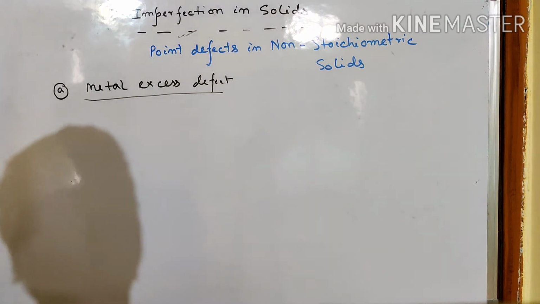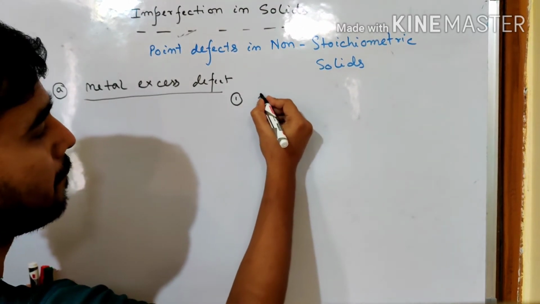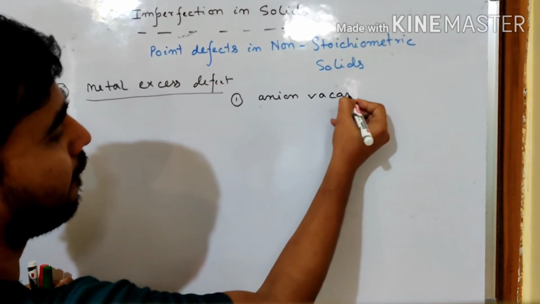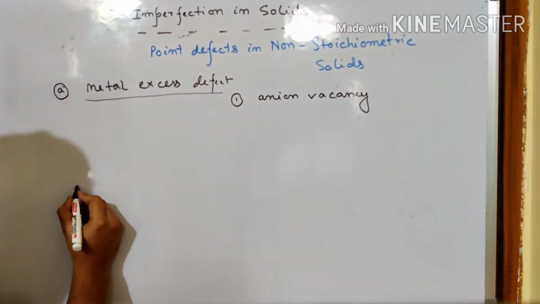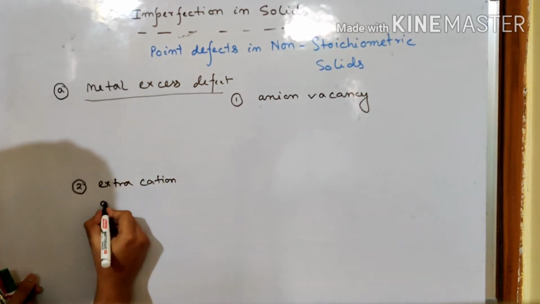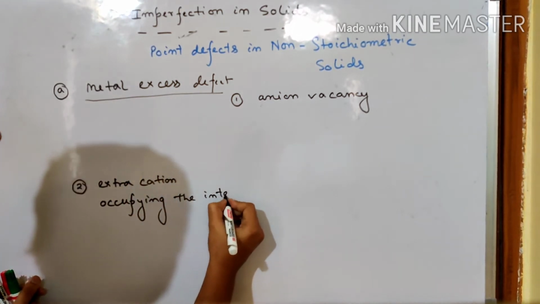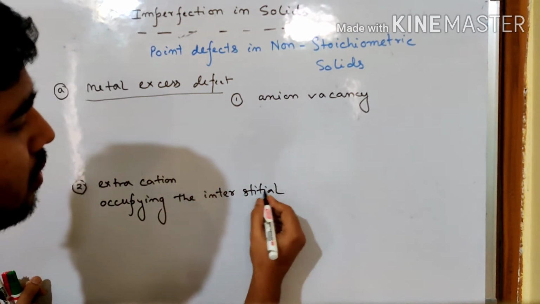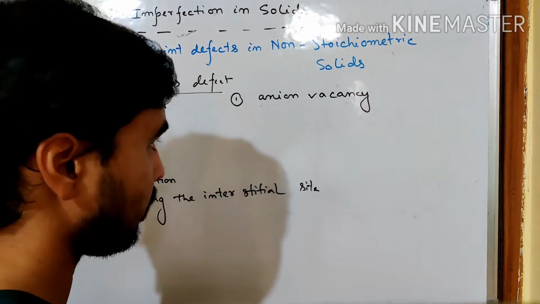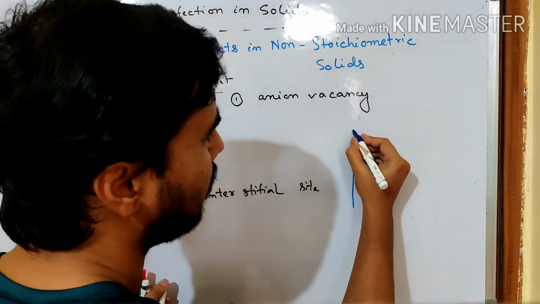So let us see some examples. So metal excess defect can happen due to two reasons. One is anion vacancy, and second one is extra cation occupying the interstitial site. So to prove this, we have to draw the diagrams. Let us talk about the anion vacancy first. Diagram will let you know what is the definition. We don't have to speak about it separately.